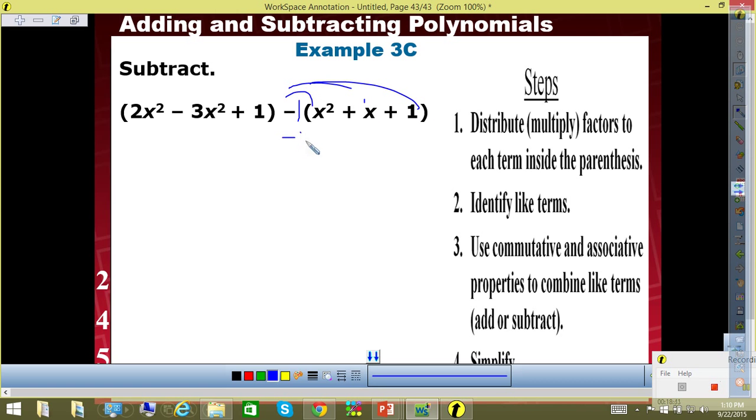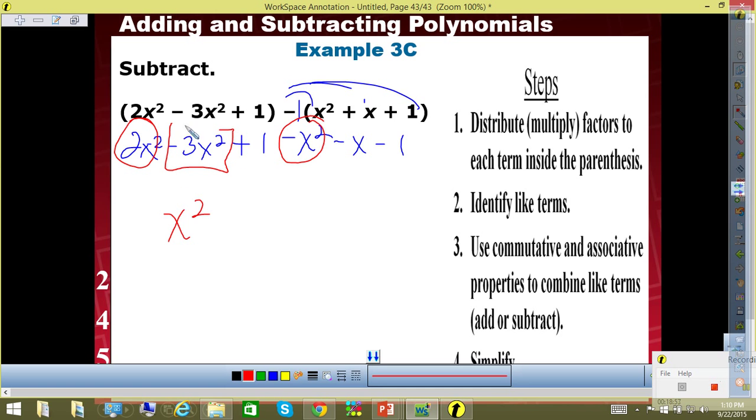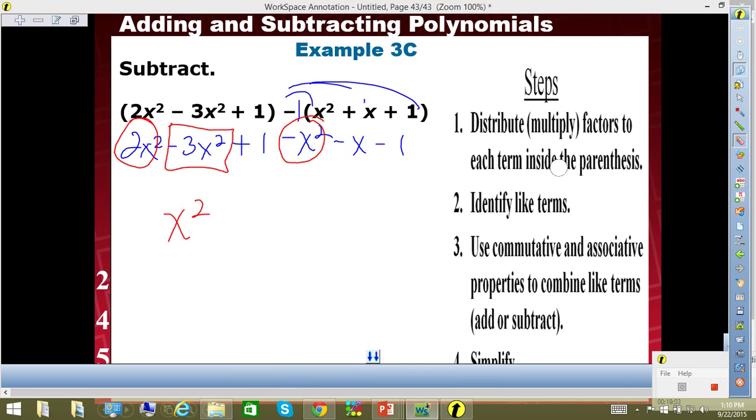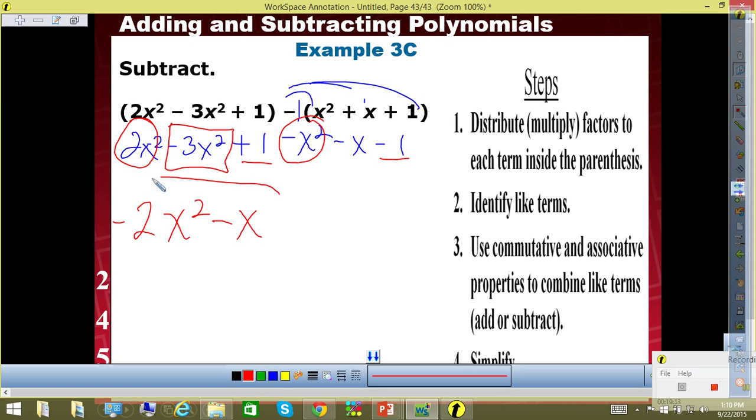This becomes -x squared minus x minus 1. This one stays the same, 2x squared minus 3x squared plus 1. Therefore, 2x squared and -1x squared becomes x squared. And we have one more x squared. Is that correct? So that is -2x squared. And then the x comes down, -x, and then 1 and -1 cancel, so therefore, -2x squared minus x. Okay? All right, before you close your iPads.